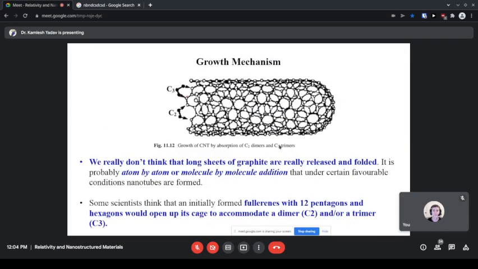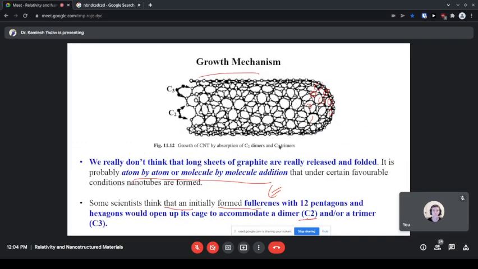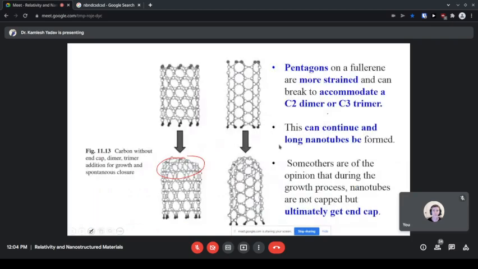Okay, and what is the growth mechanism of these carbon nanotubes? Actually there is an atom by atom combination, where atoms combine one by one, and finally we obtain carbon nanotubes. Some scientists also think that initially there is formation of fullerene, and then there is addition of C2 and C3, that is dimers and trimers of the carbon atoms.